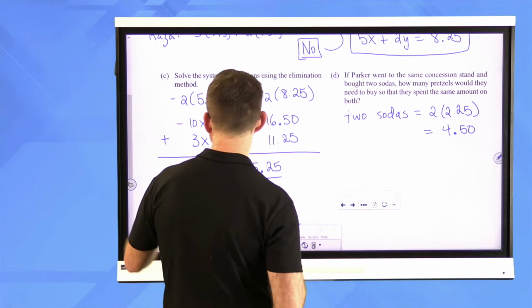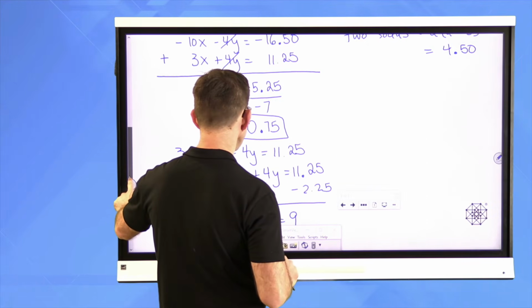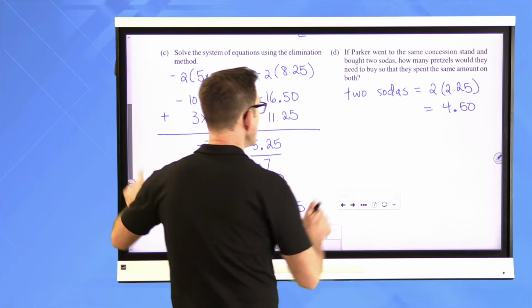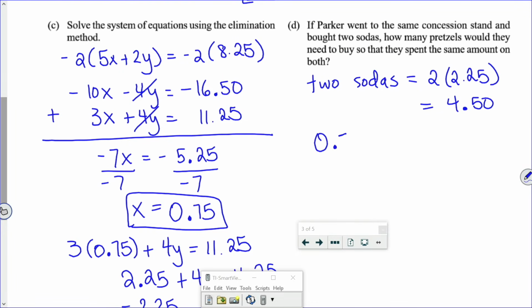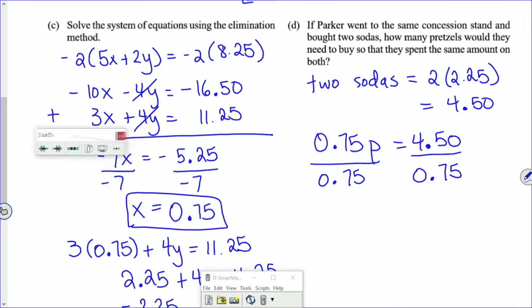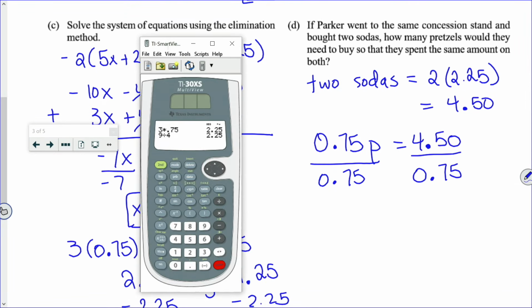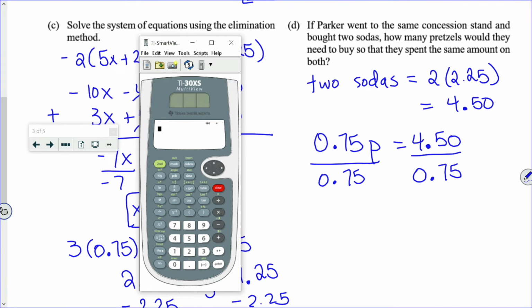Well, what we know is that each pretzel costs 75 cents. So if I do 0.75 times the number of pretzels, and I set that equal to $4.50, I can now solve for the number of pretzels that Parker would have had to have bought. 4.50 divided by 0.75, Parker would have to buy 6 pretzels.